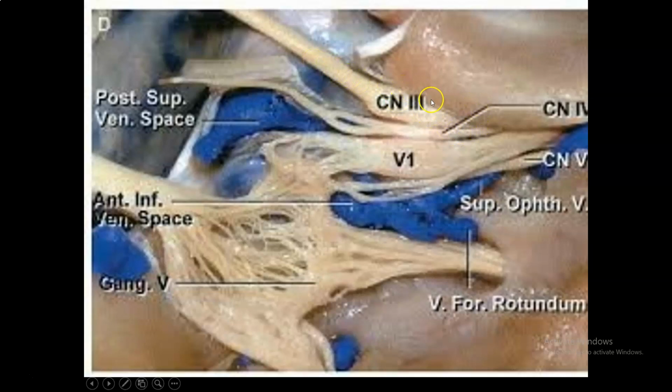So this is the oculomotor, this is the trochlear, and V1 is also in the lateral wall of the cavernous sinus, embedded in the deep layer, going also to the superior orbital fissure. Here is the floor. We have the V2 and V3 going into the mandibular foramen. V2 is in the floor, V3 is outside the floor.